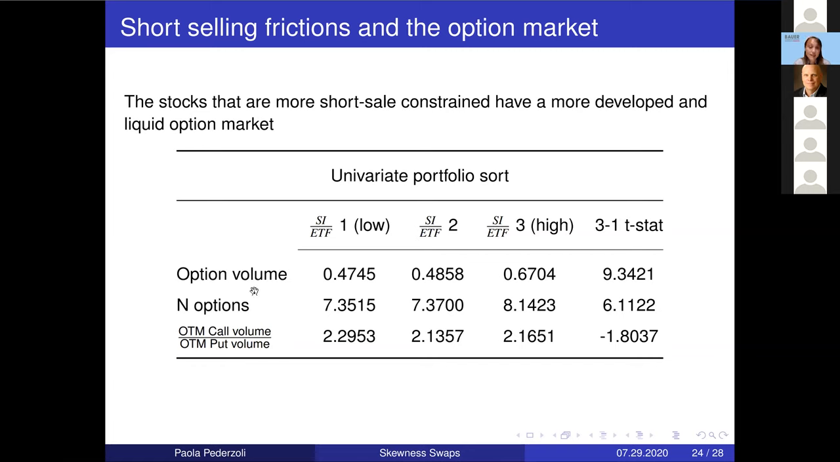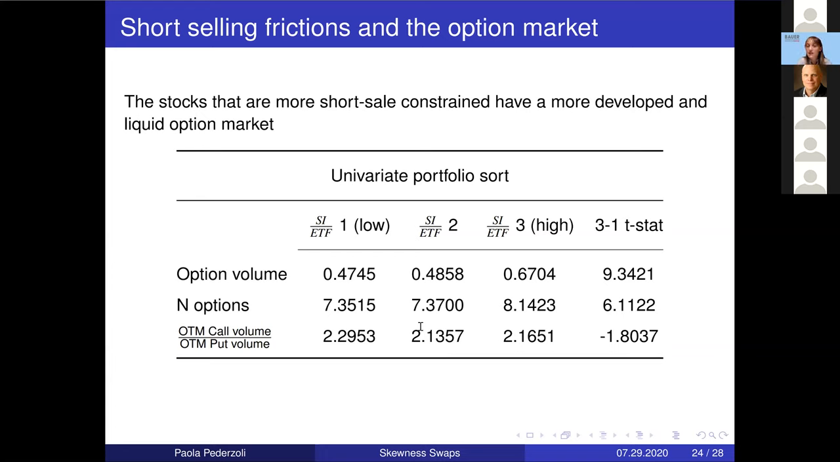But then this is new, I also find that the option market is more developed and liquid for these short sale constrained stocks. Because if I look at the option volume as a percentage of the stock volume, then I also find that the option volume is higher for the stocks that are more short sale constrained, also with a very high statistical significance, but also the number of options. So the number of options that are there is higher. So investors are really moving from shorting in the stock market to the option market, and the option market reacts to that. So the volumes are higher, the number of options are higher, so the market is more developed.